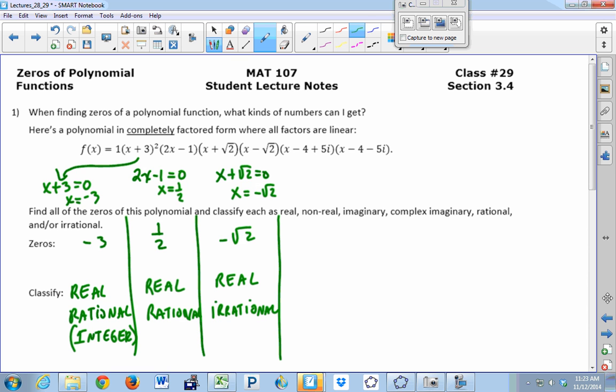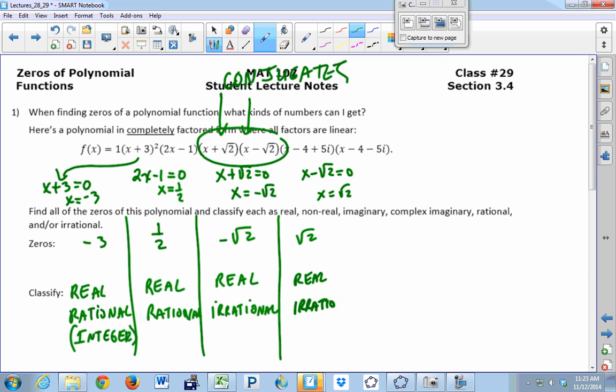I can see it. X, take away the square root of 2 equals 0. X equals square root of 2. Remember, these are conjugates right here. The word conjugate says the factors look the same, except one is an addition and one is a subtraction. So when you get one answer, you get its opposite. They come in pairs. So this is real and it's still irrational.